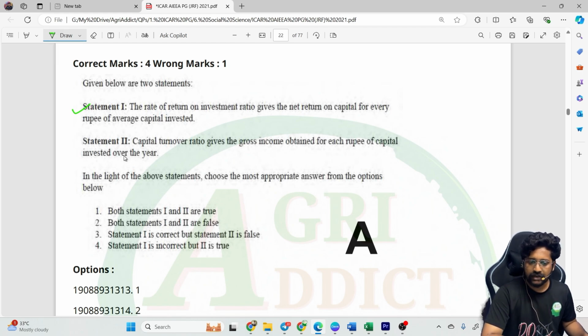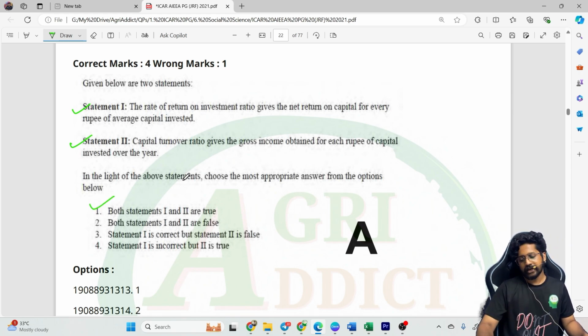What about statement 2? The capital turnover ratio gives the gross income obtained for each rupee of the capital invested over the year. Statement 2 is also correct according to the concept of the capital turnover ratio. So both statements are correct, and option 1 will be the correct answer.